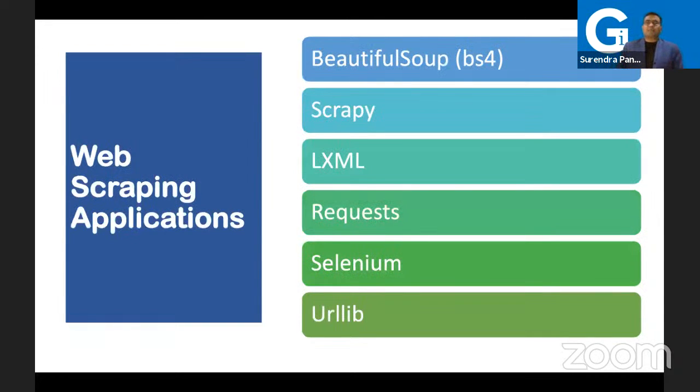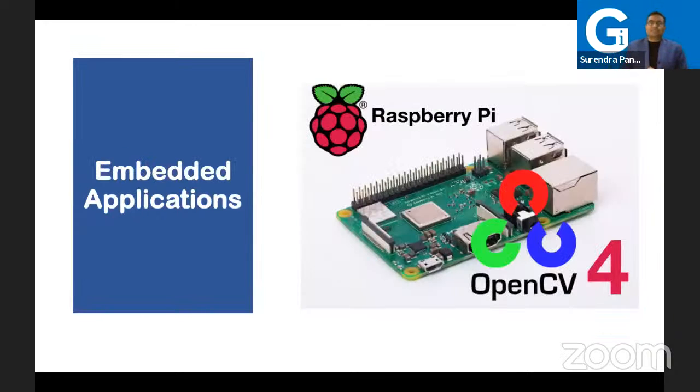What about web scraping? You have libraries like Beautiful Soup, Scrapy, LXML, Requests, Selenium, and urllib. All these libraries allow you to read web data and scrape the data. I mean, you can extract information from a web URL. You can read the web URL. In the case of Selenium, it is one of the powerful libraries for web automation testing, and that will also help you test your website.